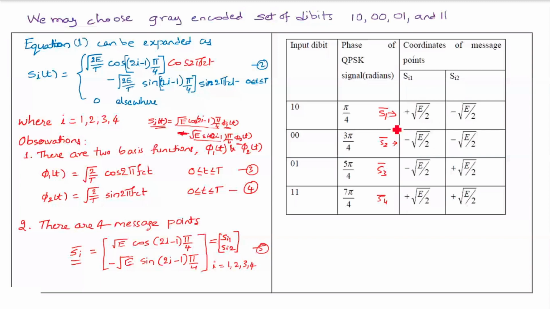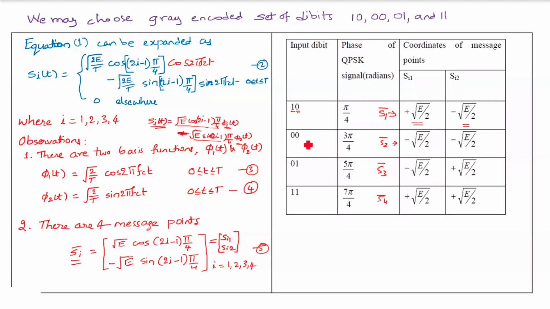Now one thing you can observe: if the first bit is 1 and the next bit is 0, correspondingly Si1 here is positive and here it is negative. You can say 1 is having an amplitude square root of E by 2, and here 0 is having an amplitude minus square root of E by 2. So 1s and 0s are in polar NRZ format.